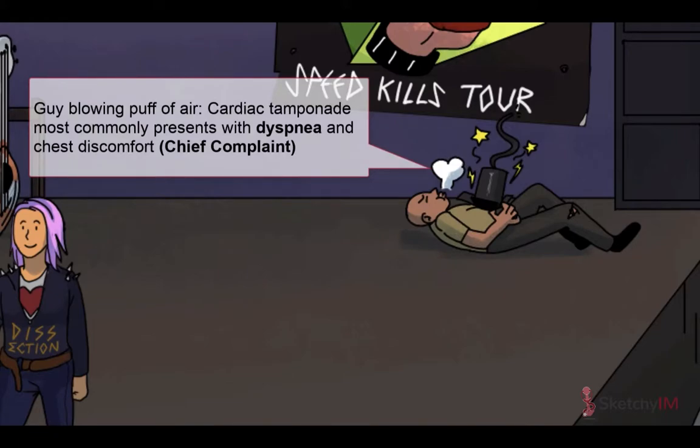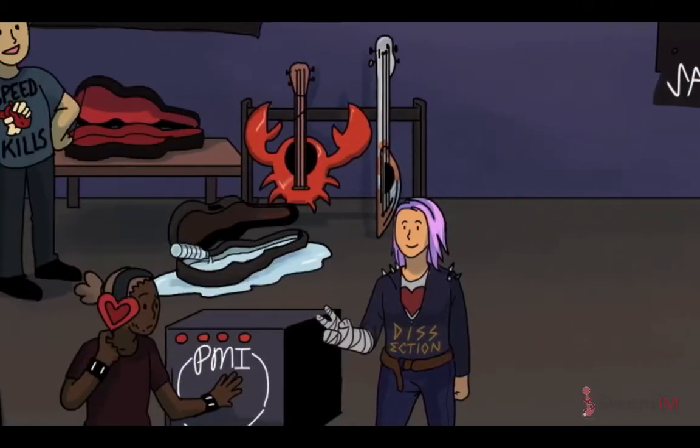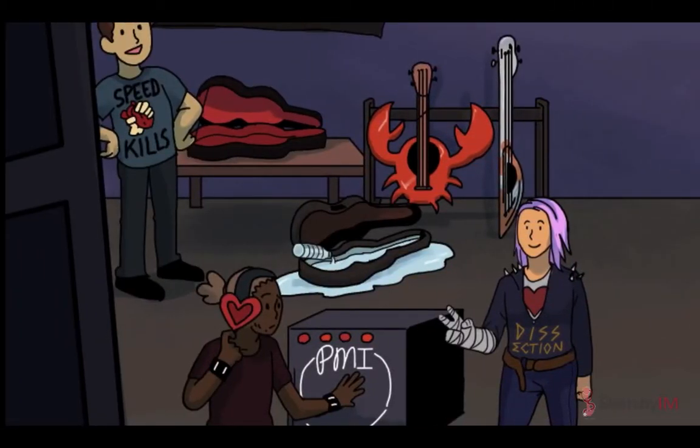Dyspnea, represented by our recurring sketchy symbol, the puff of air he's blowing out, and chest discomfort, represented by the light hitting him in the chest, are the most common presenting symptoms in cardiac tamponade. Remember these causes of pericardial effusion? Good. Since pericardial effusion is by far the most common cause of cardiac tamponade, you should also investigate these causes when dealing with a patient presenting with suspected tamponade. The heart of your diagnosis, heart, get it? So funny, I could die.